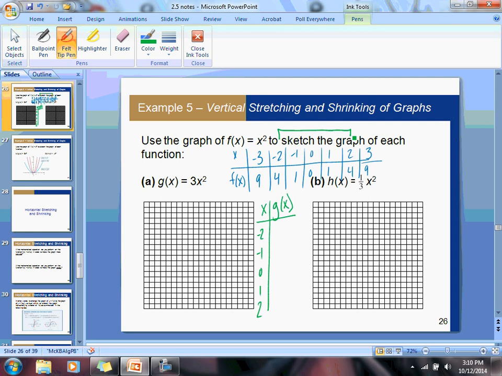And if I'm multiplying the whole function by a 3, you have to ask yourself, what is that going to do to my table of values? And what that's really going to do is make you multiply your y values by 3, or whatever that constant is in front of the x squared. So usually the -2 gives me a 4 when I just have the x squared, but now 4 times 3 will be 12. For the -1, I typically get a 1 out, but now 1 times 3 is 3. 0 is still going to stay 0, and then my pattern repeats.